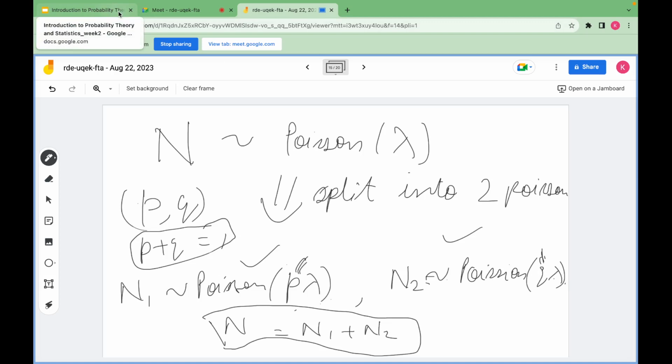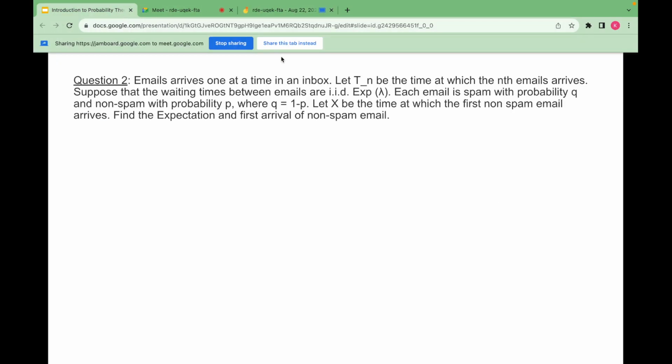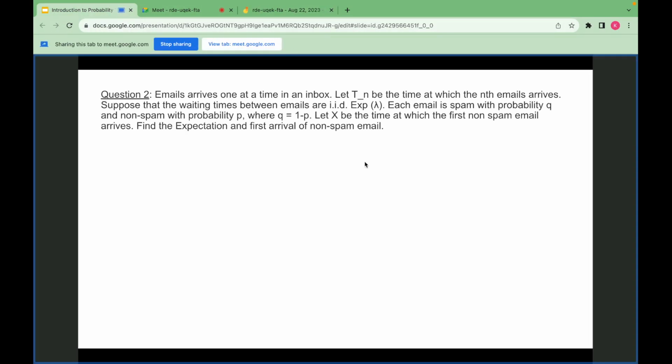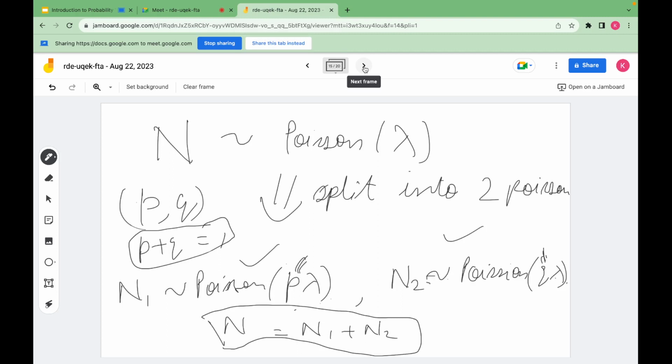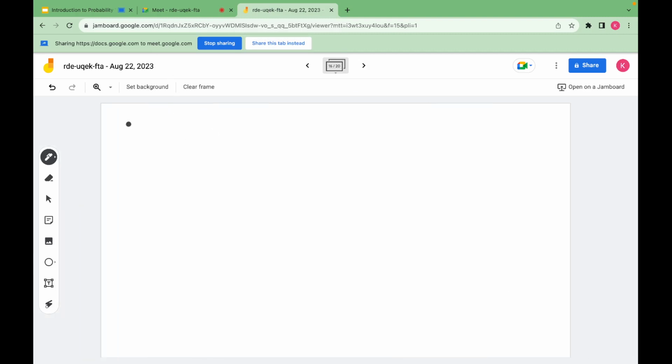So in this question we are told that each email is spam with probability q and non-spam with probability p. So we are asked about the time at which the first non-spam email arrives. So we know that for Poisson distribution, we solved this in the previous class.